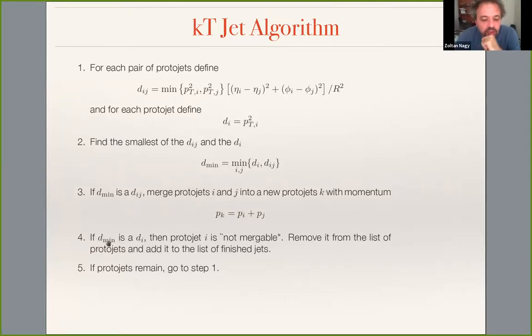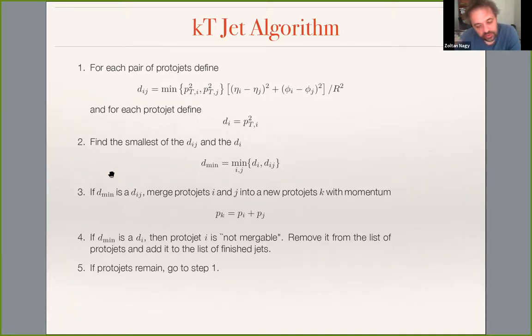Okay, in the other case, when the measure from the beam pipe is the smallest one, it's maybe just collinear to the beam pipe, so it's very small PT, it's not observed. But anyway, in that case, we consider it as a finished jet. Maybe it's a hard jet, maybe it's just a small PT jet, but we add it to the list of finished jets. And in the next step, if we still have a protojet in the protojet list, we go back to the first step and repeat again and again.